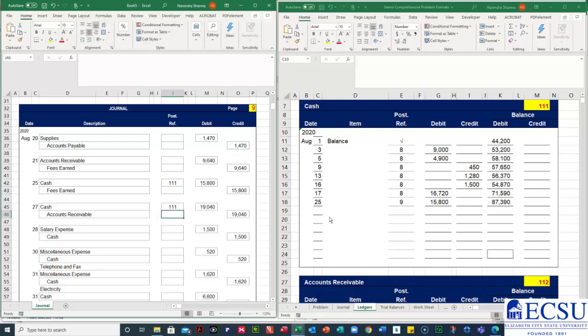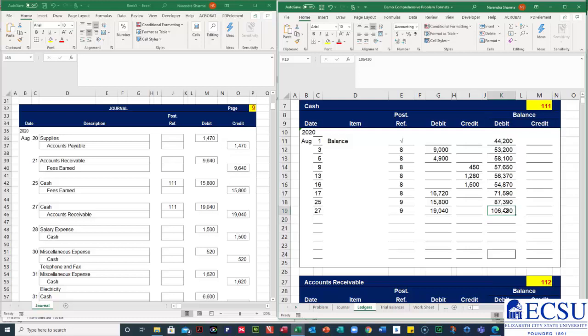because that's a cash account. So cash account on the 27th, page number 9, debit of 19,040. So that will give me 106,430. Okay, so now that is, of course, that one. Remember, this plus this amount will be 106,430. Now I have posted that as well.